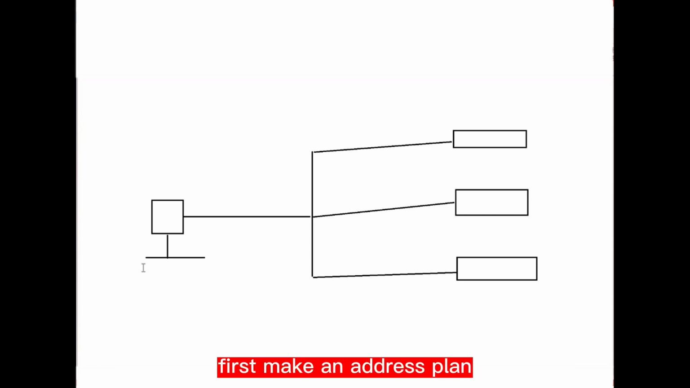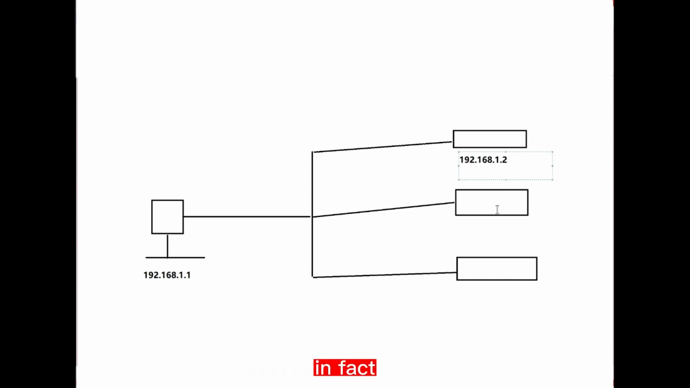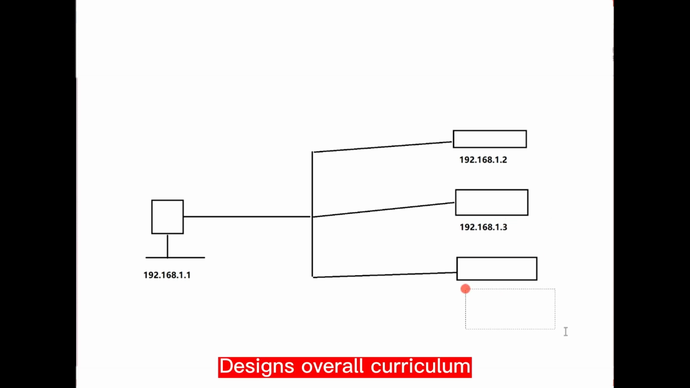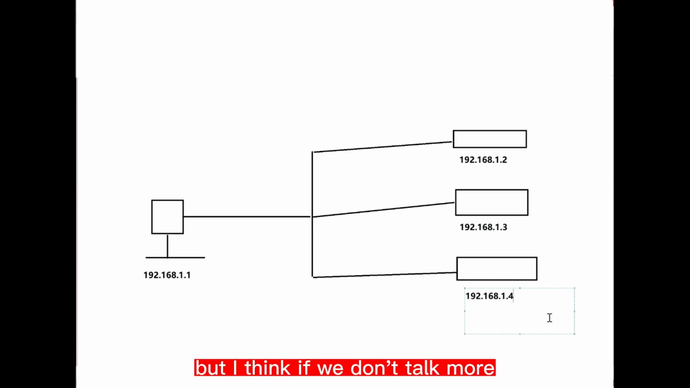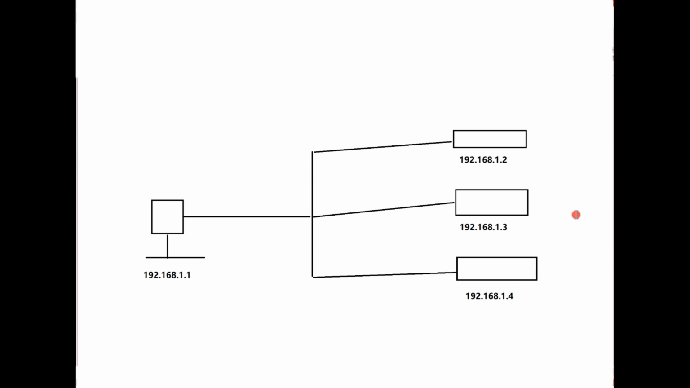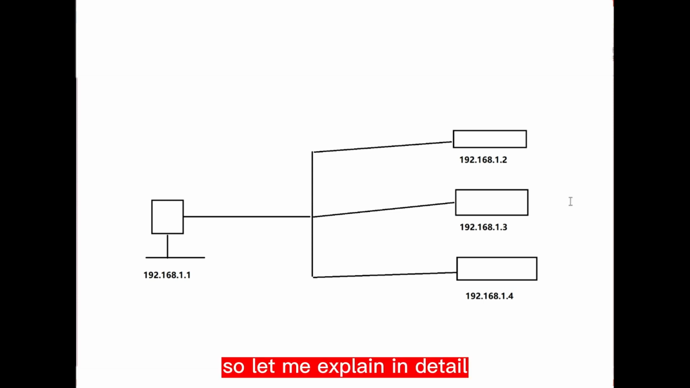First make an address plan. Let's say this is 192.168.1.1. Different ports correspond to different applications. In fact, Cisco content designs the overall curriculum. For the transport layer, very little is said in the NA stage. But I think if we don't talk more, you may not understand. So let me explain in detail.